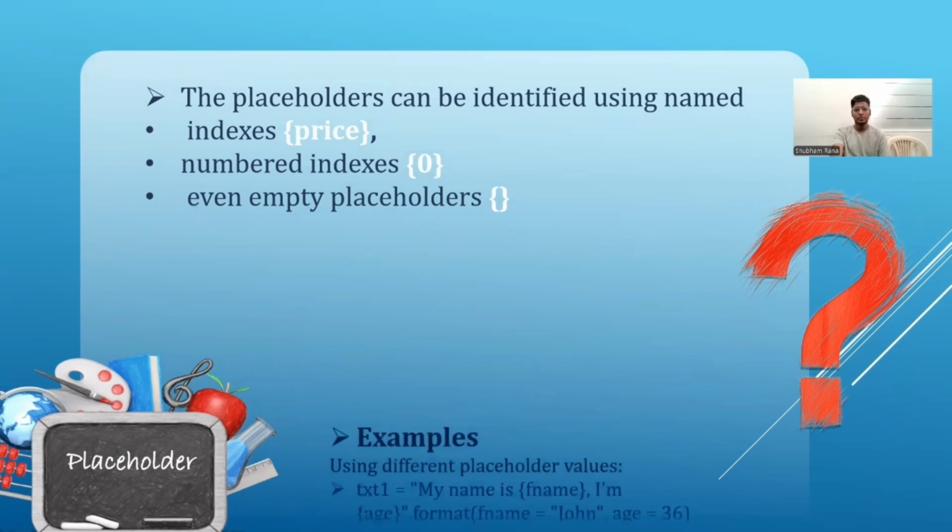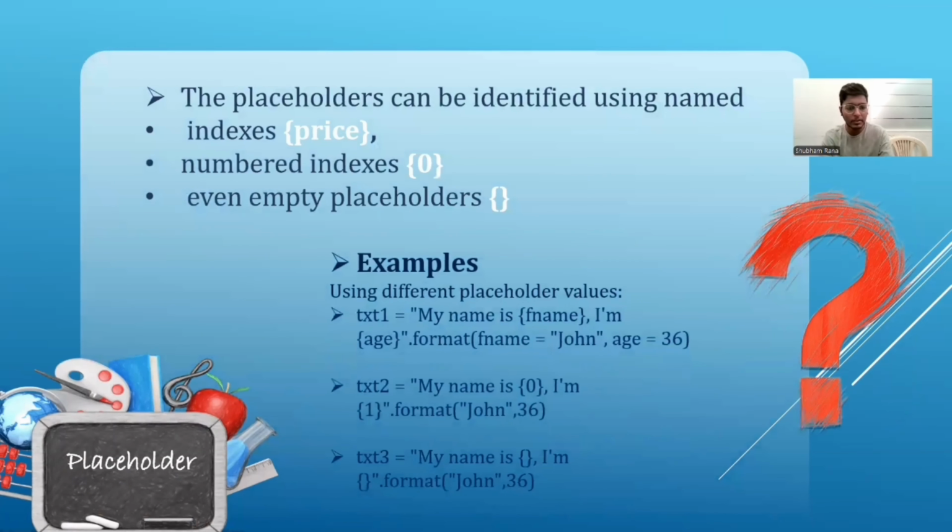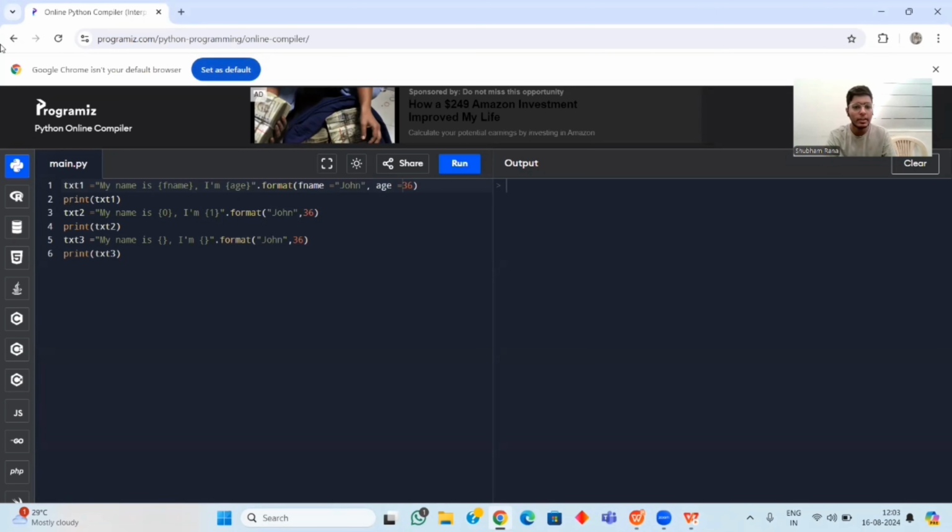I will be explaining now with some examples. As you can see here, I have taken three strings with different types of placeholder. The first example is the index placeholder. Here I have put some names in the placeholder, f name and age. If I run the code, you see John has been inserted in my string, and age also has been inserted in my string.